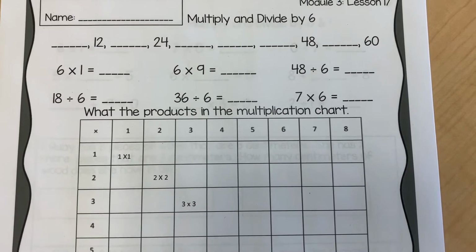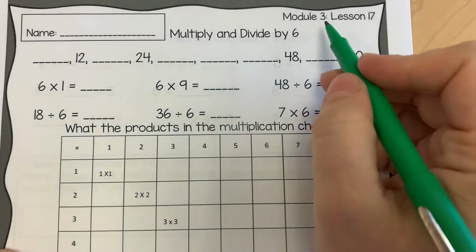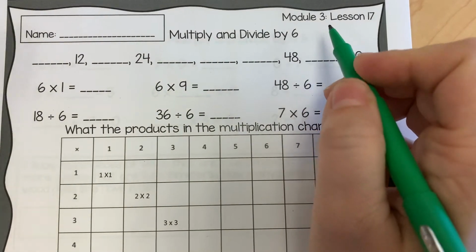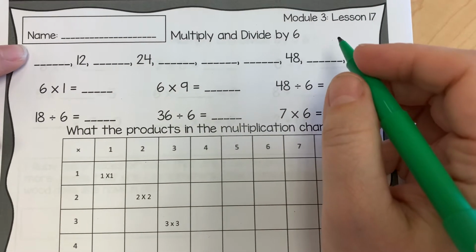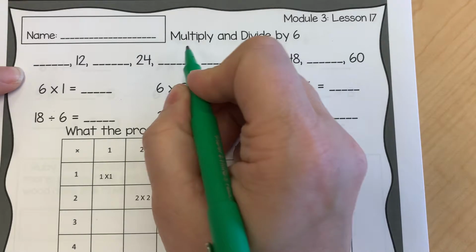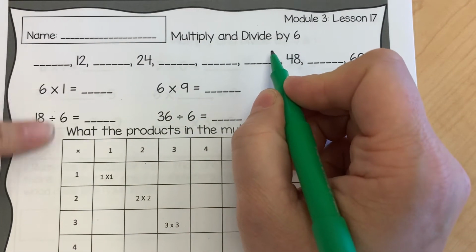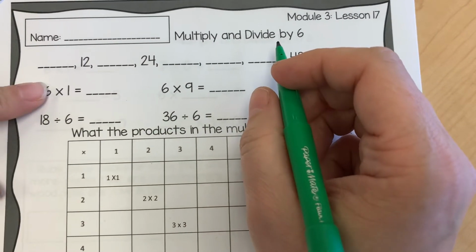Welcome back, third grade. This is Module 3, Lesson 17. Make sure your name is at the top. All right, it says multiply and divide by 6. So it's going to mix it up for the 6s. So we're going to do 6.